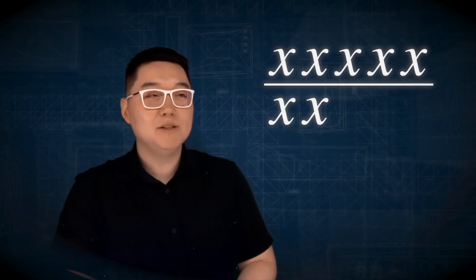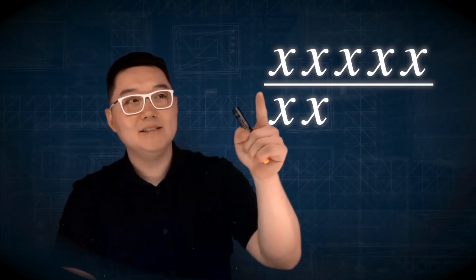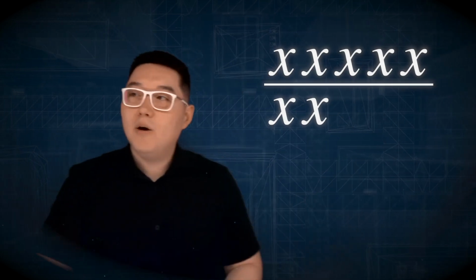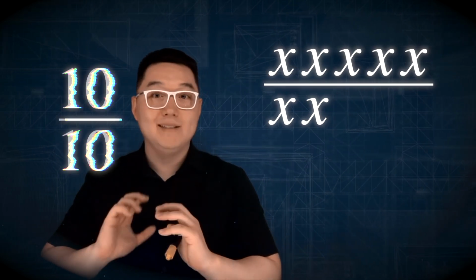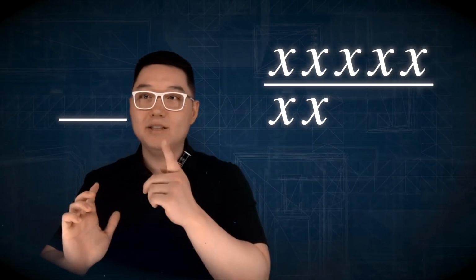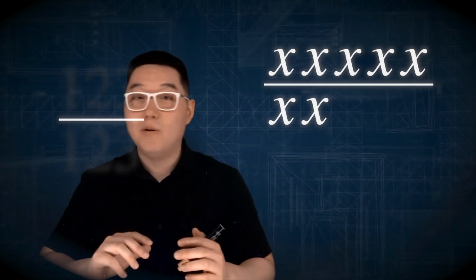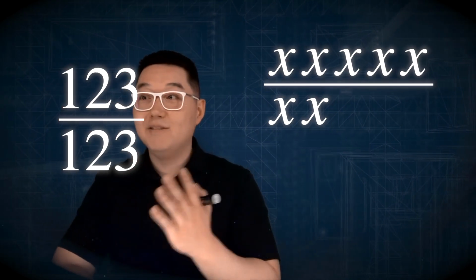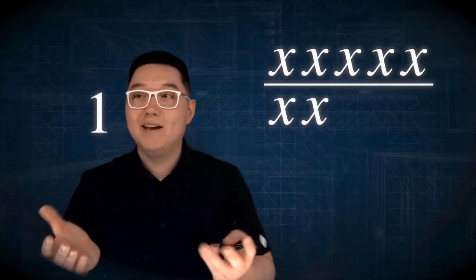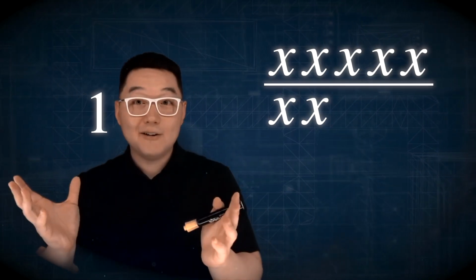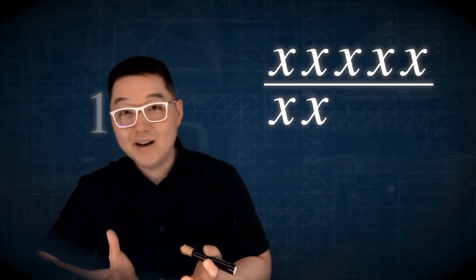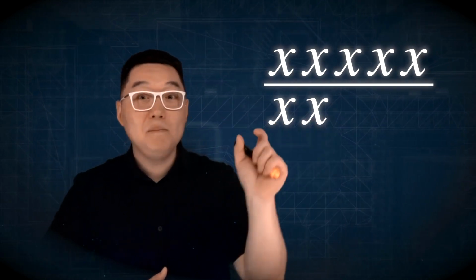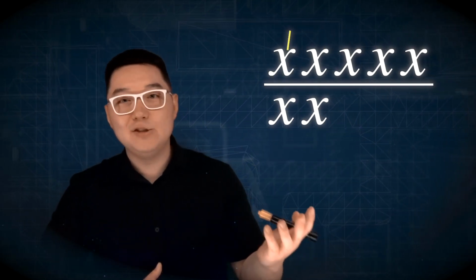Okay, so now what do we have? We have x divided by x. What is that? Well, let's think about it this way. What happens if I do 10 divided by 10? Or 100 divided by 100? Or 123 divided by 123 itself? Well, all of these are just 1, because a number divided by itself, the same number, is always 1. So here we see x is divided by the same number x, which really is just 1.